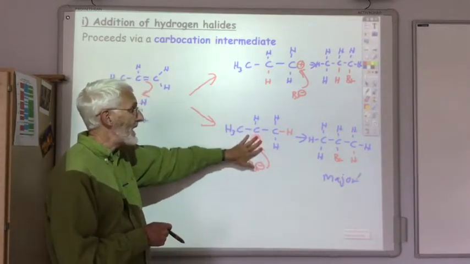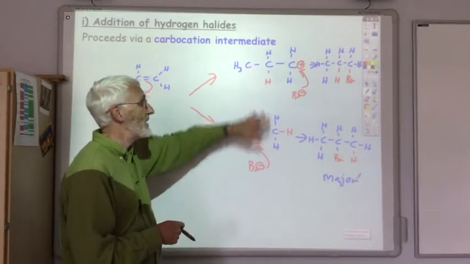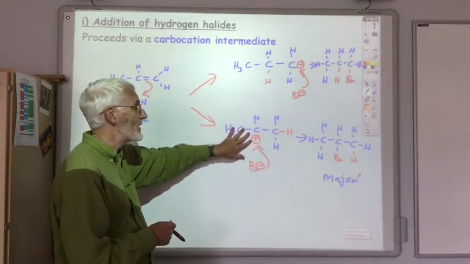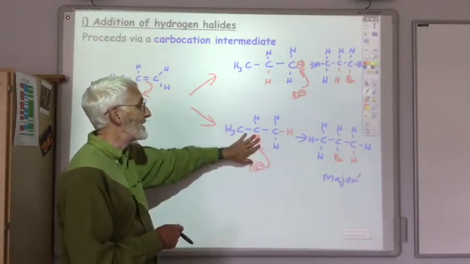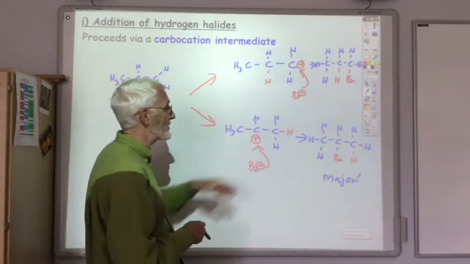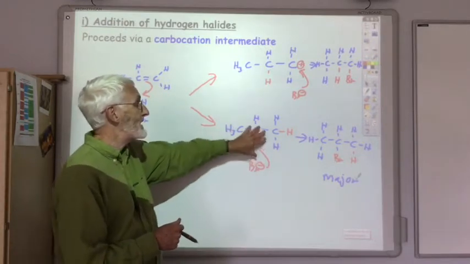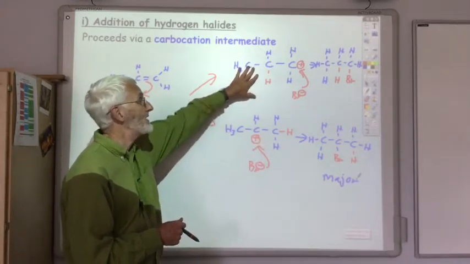However, this carbocation is slightly more stable than this one, so it'll hang around longer. So it'll be present for longer to be attacked by a bromide ion, and so this is a major product. So the question is, what makes this carbocation more stable than this one?